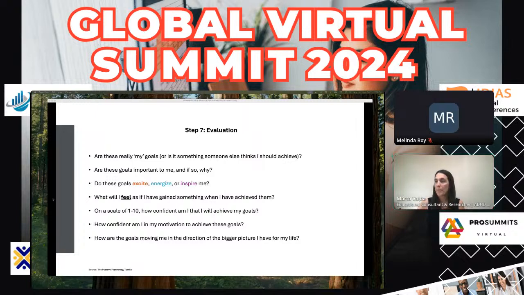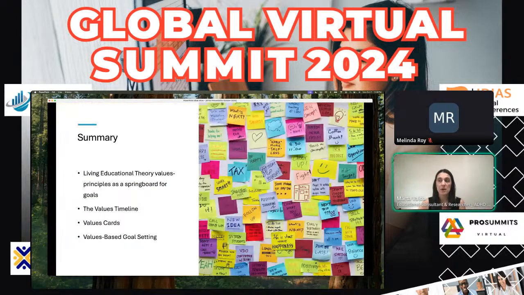So in summary, we've learned a little bit about living educational theory and how the values principles are used as a grounding, as a framework, or even as a springboard towards your goals. You've learned a little bit about what a values timeline looks like and how we can adjust our values accordingly because it's fluid and not necessarily static as it might have been perceived before. We've learned that value cards are a useful way to identify our top 5 values and really have fun with that process too, and then take those values and apply them to goal setting.